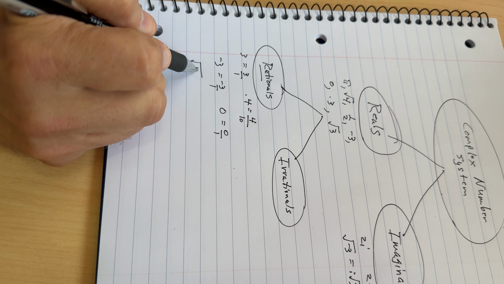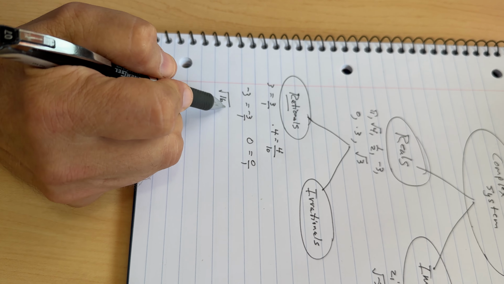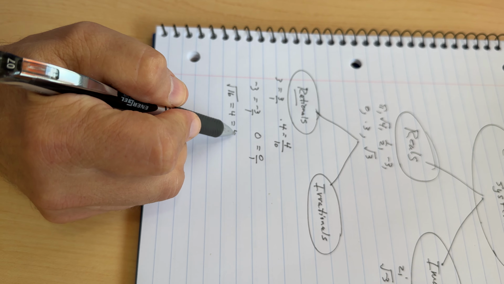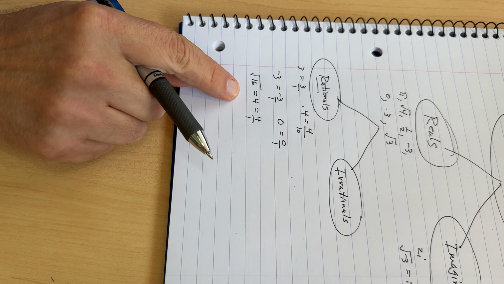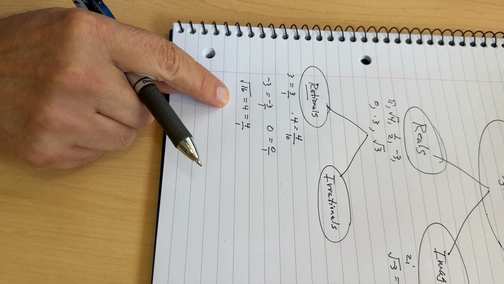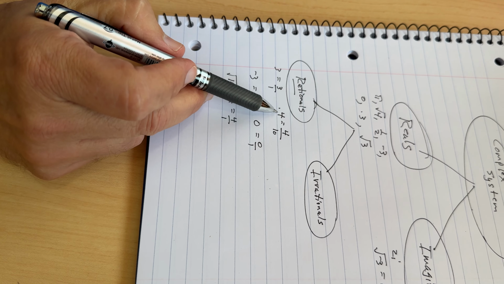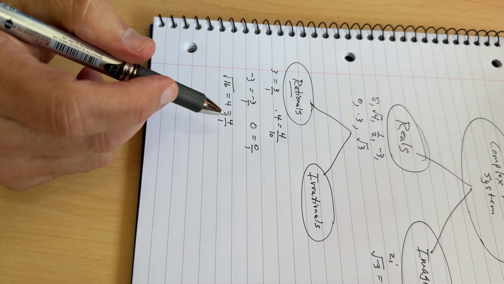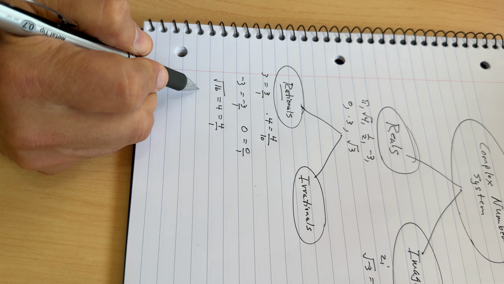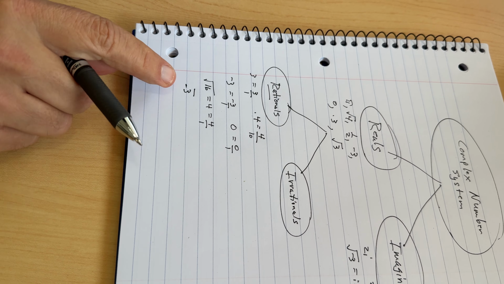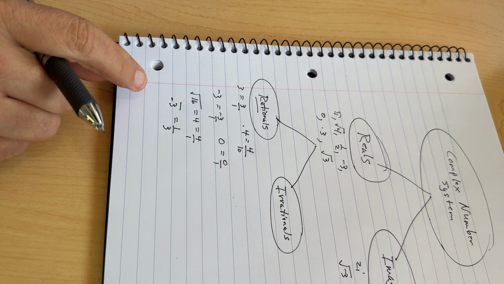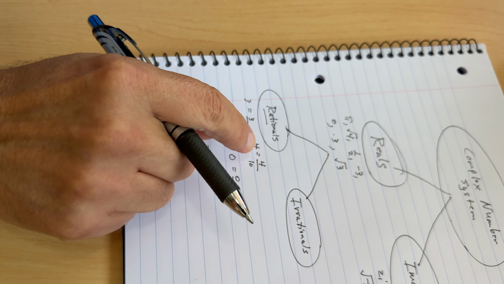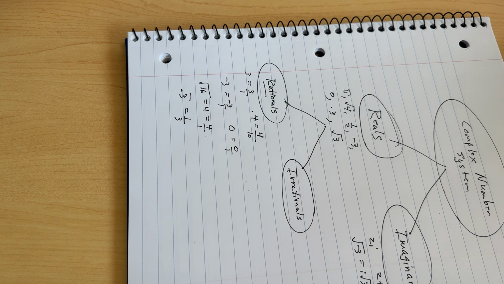So even something like square root of 16. Since the square root of 16 is 4, and 4 could be written as 4/1, this is a rational number. So it includes terminating decimals like this, but it also includes repeating decimals like 0.3 repeating, because that ends up being 1/3. So repeating decimals, terminating decimals, and other kinds of numbers are rational numbers.